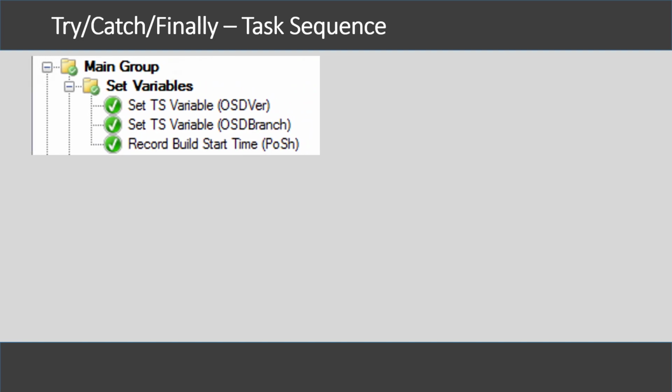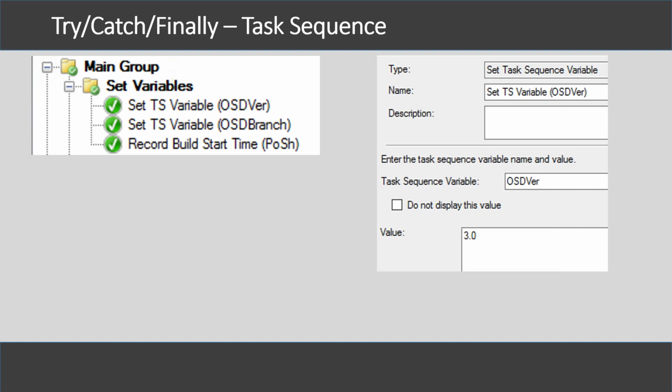At the beginning of my main group, I have a small block where I'm setting 3 variables for this case. First, OSD version. That's simply versioning of the task sequence. This will be used by the script to change the name of the CSV file to match what version of the task sequence it runs. This way, version 1 is separate from version 2, is separate from version 3.